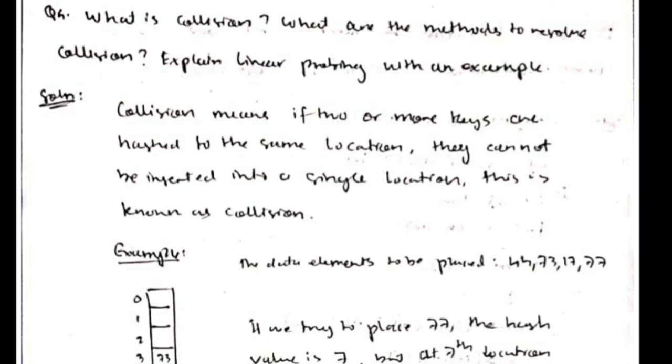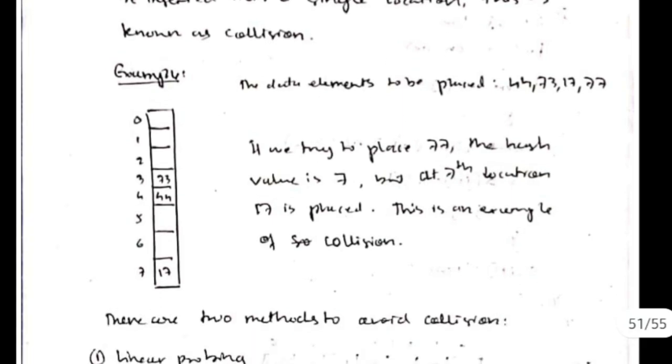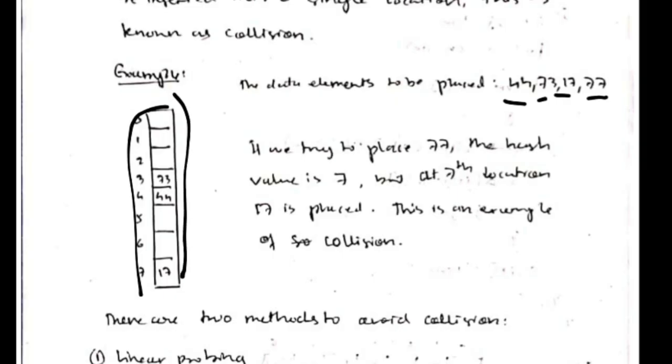This is also a very important question. In this question we have been given what is collision. Collision means, suppose that we are arranging the elements 44, 73, 17 and 77 in this array. To arrange it, the last digit is seen, which means 44 will be arranged in the 4th position and 73 will be arranged in the 3rd position. Like that, 17 and 77 both have the same position, which is 7. So that is known as collision.